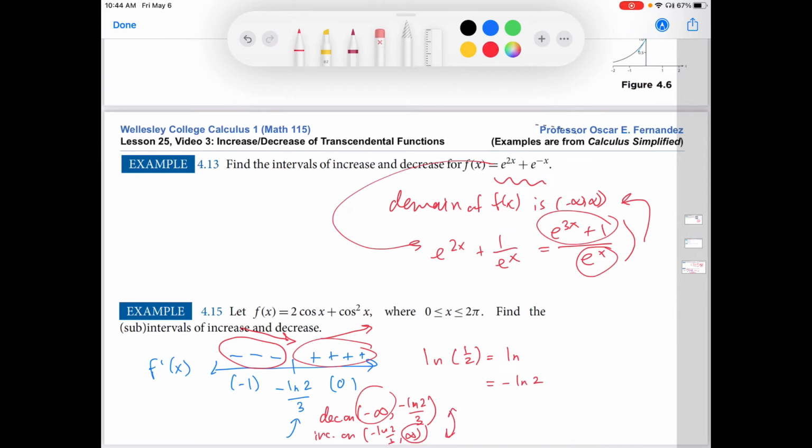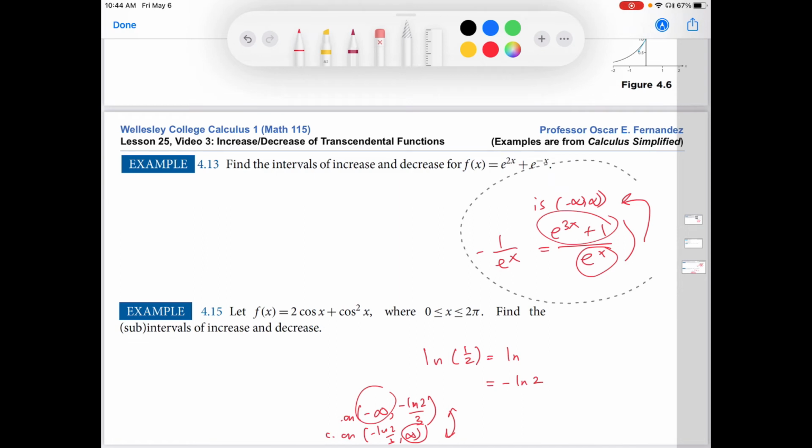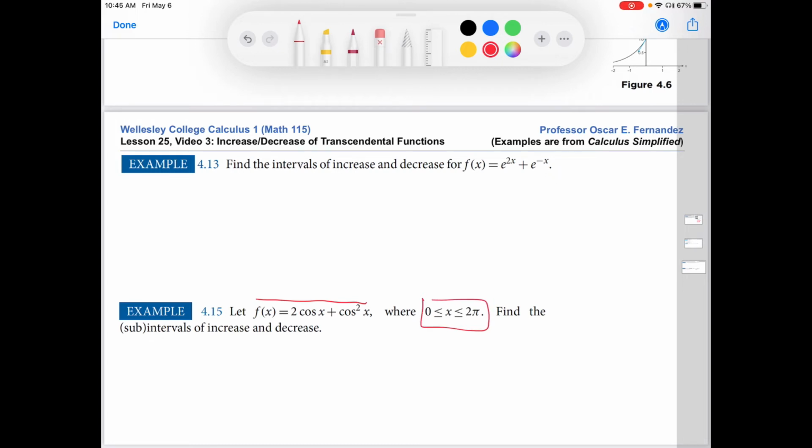Okay, so let's take a look at the second example down here. Part of the reason why I just mentioned all that information about the endpoints in the domain is that in this example, it's a different story. So this one says, let f of x equal 2 cosine x plus cosine squared x, where x is between 0 and 2 pi. So this is a much smaller domain that we are asked to consider. That's why it says find the subintervals of increase and decrease.